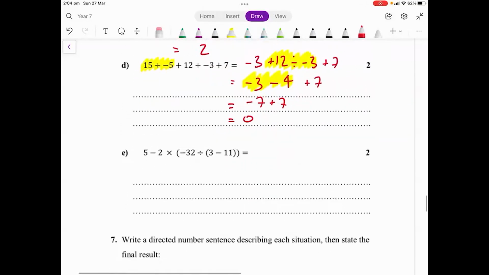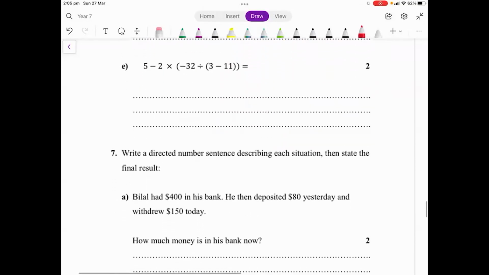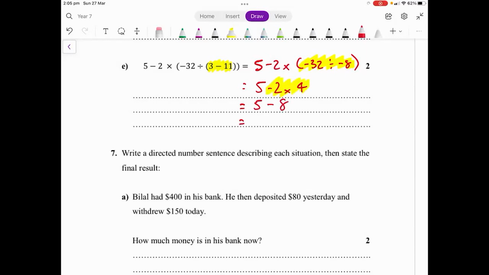Question E. We do the innermost brackets first. So we're going to do 3 take away 11 first. That's negative 8. Everything else stays the same. Then we do negative 32 divided by negative 8, because it's inside the brackets. That's 4 due to the two negatives cancelling. Everything else stays the same. Then we do the multiplication. Negative 2 times 4 is negative 8. Everything else stays the same. And 5 take away 8 is minus 3.